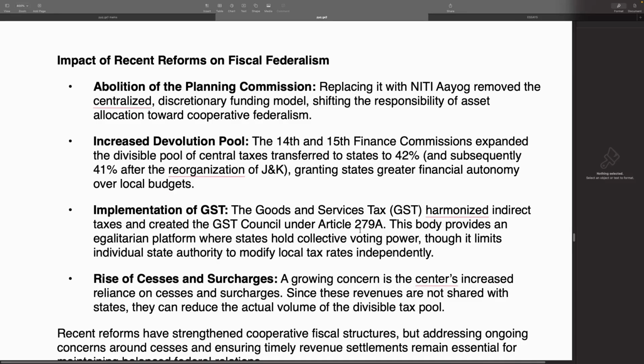centralized discretionary funding model, shifting the responsibility of asset allocation toward cooperative federalism. Increased devolution pool: the 14th and 15th Finance Commission expanded the divisible pool of central taxes transferred to states to 42% and subsequently to 41% after the reorganization of J&K, granting states greater financial autonomy over local budgets.